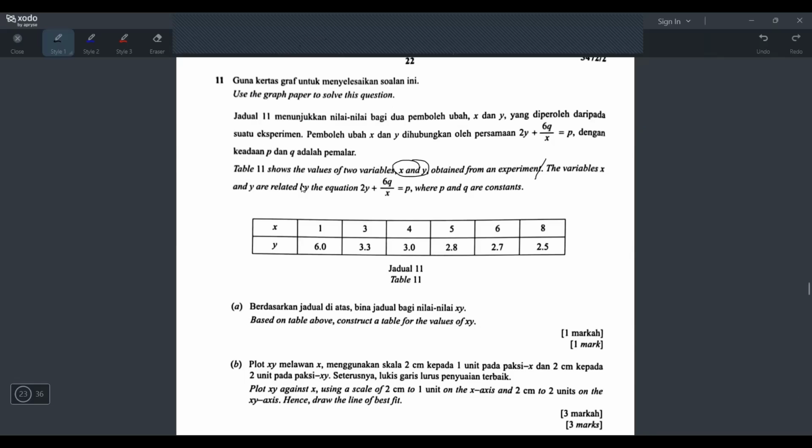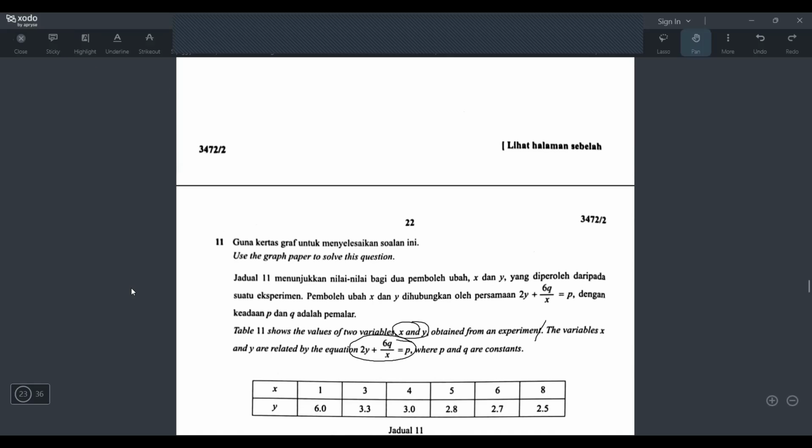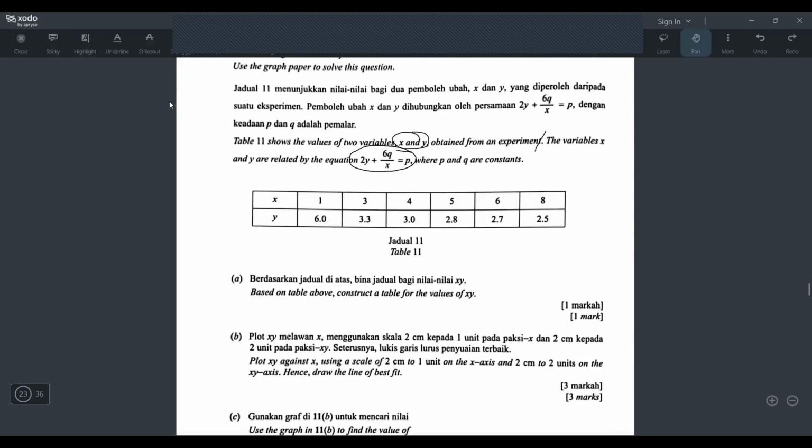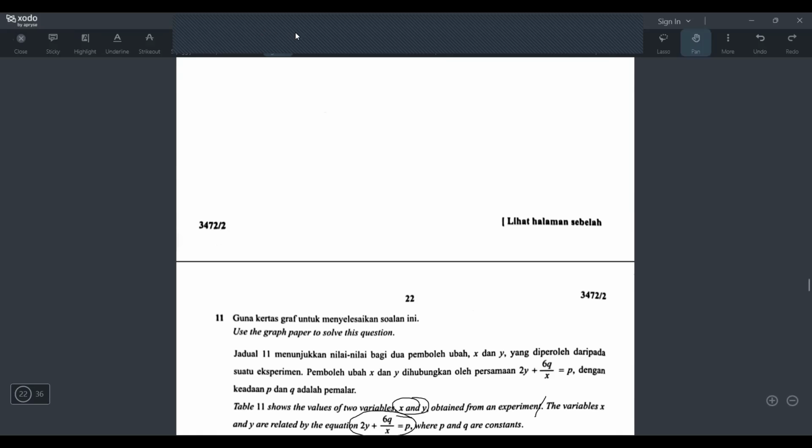The variables x and y are related by the equation 2y plus 6q over x equals p, where p and q are constants. Everything they mentioned here is not important except this equation, which is important. The rest is not important, you don't even need to read it. But the equation is very important. So I'm going to write down the equation up here, where there is more space. Number 11, the equation is 2y plus 6q over x equals p.